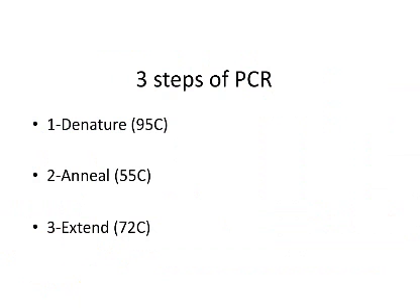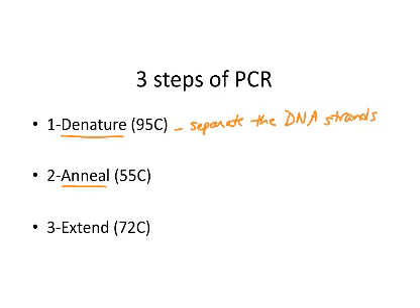I've written the steps out for you here. Let me just write a little bit of information next to each one. So first one, to denature. This is done to separate the strands, or the DNA strands, because again, DNA is double-stranded and you need it to be single so that you can hit the second step, which is anneal.